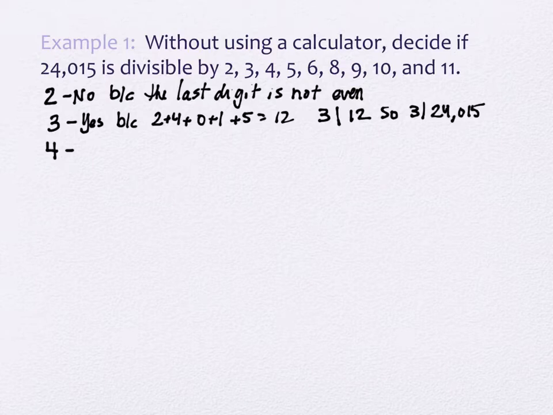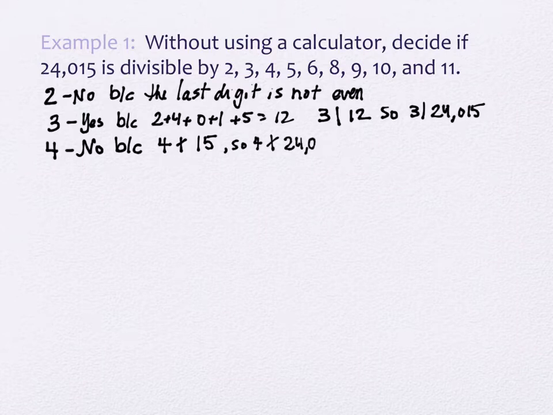We're going to use the properties. So why is 4 going to be a no from the properties we discussed? Because the last two digits aren't divisible by 4. Right. So the number 4 does not divide the last two digits, which is 15. Right? It just doesn't. And the property was that if it's divisible by 4, the last two digits have to be divisible by 4. That's the only way it works. So 4 does not divide 24,015.